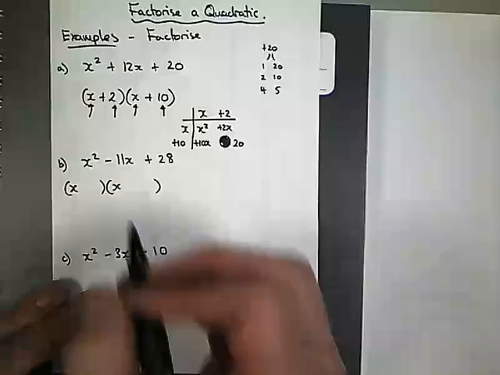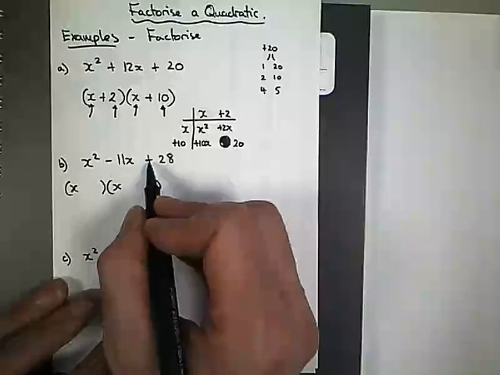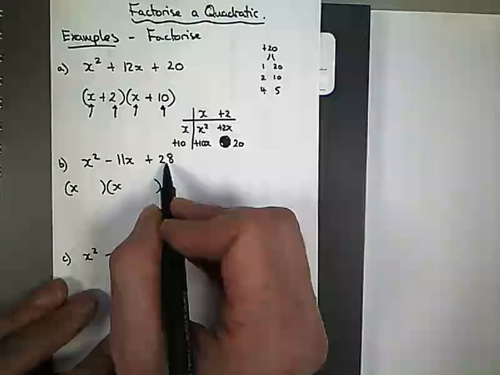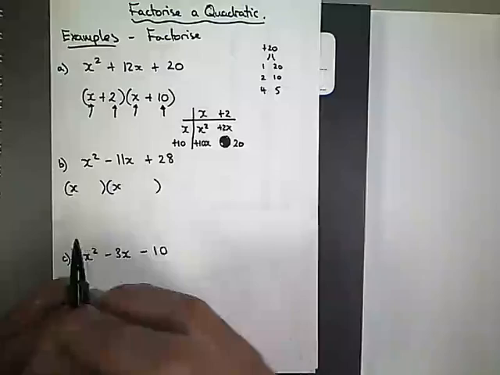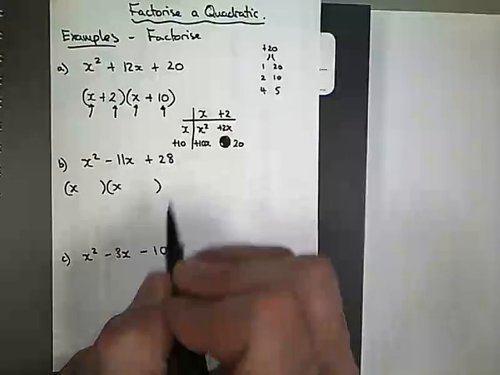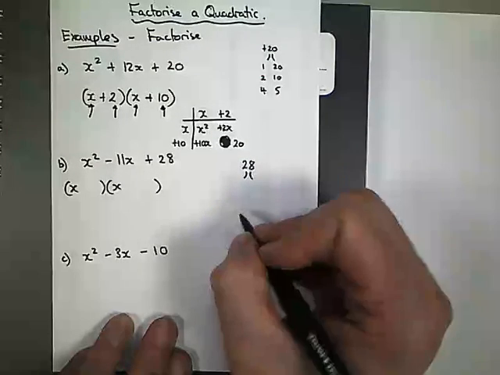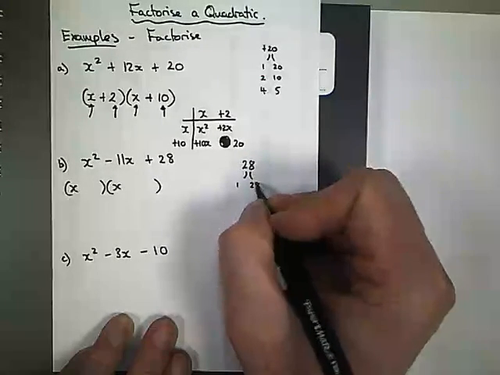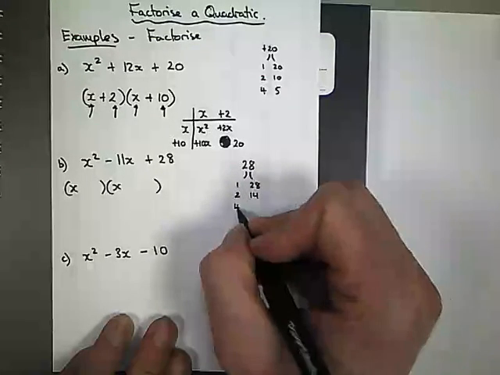Then I've got to decide which sign goes in. Well, I know I'm getting a plus when I multiply these two numbers together, but I'm getting a minus when I add them together. So I'm going to have to think about that in a minute. What I firstly need to do is find two numbers that will multiply to make 28. So what pairs of numbers multiply to make 28? 1 and 28, 2 and 14, 3 doesn't, 4 and 7.